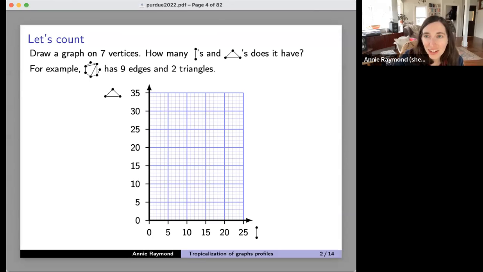I'm going to put a point at (9, 2), because I have 9 edges and 2 triangles. So now you can tell me in the chat, or just annotate directly on the grid, where is your graph? How many edges and triangles does it have?